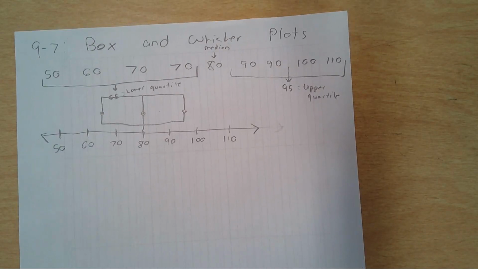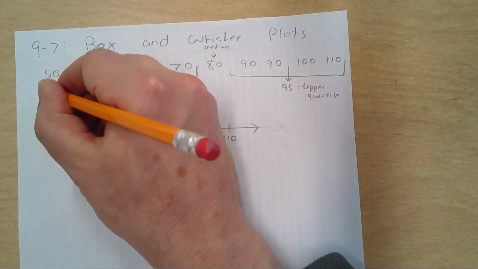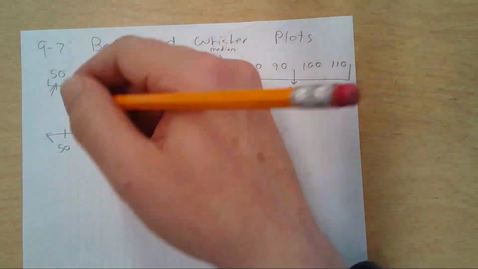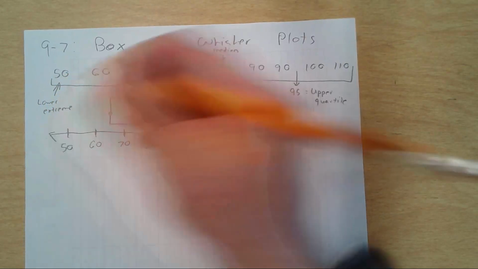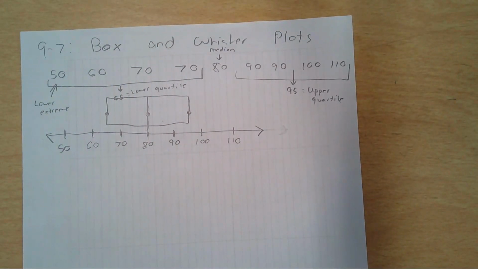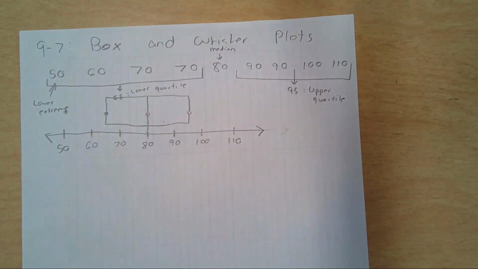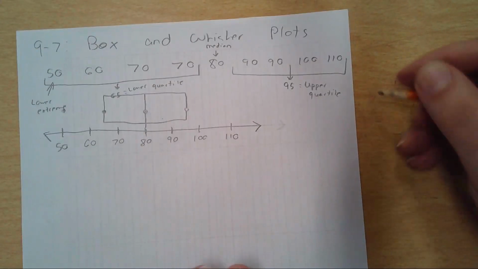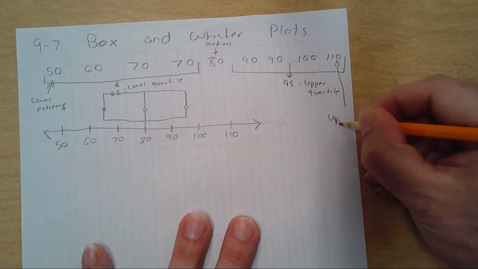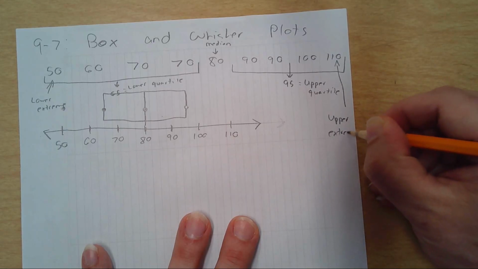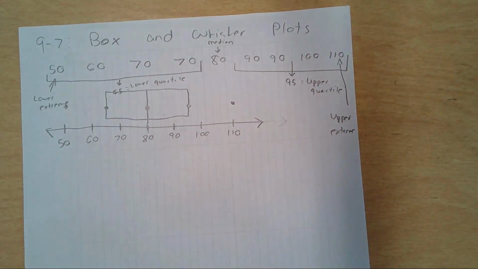And the extremes are essentially whatever your lowest point is. So right here, this is going to be my lower extreme, whatever my smallest value is. All right, and my smallest value happens to be 50, so I put a dot there. That's my lower extreme value. And then my greatest value, right over here, this 110, that's my upper extreme. And again, I would make a dot on that value right there.